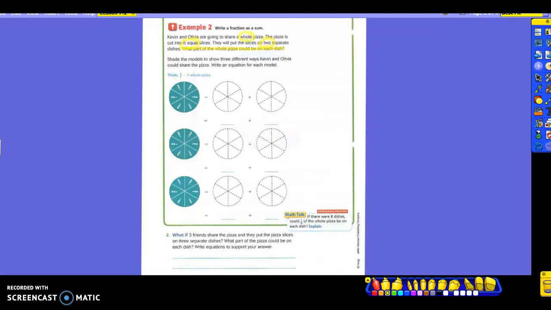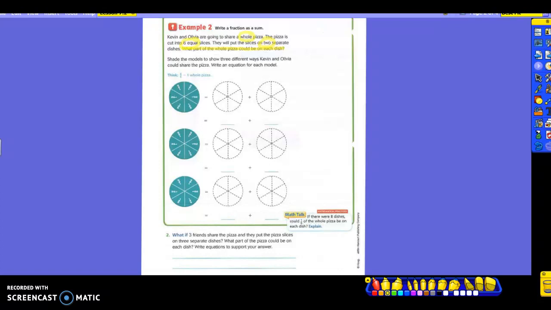So it says to shade the models to show 3 different ways that Kevin and Olivia could share the pizza. You're going to write an equation for each one of them. So there's not only one way that they could share this pizza. That's what they're trying to get you to understand. So take a look at their models they have drawn for you. Now they're not complete, right?